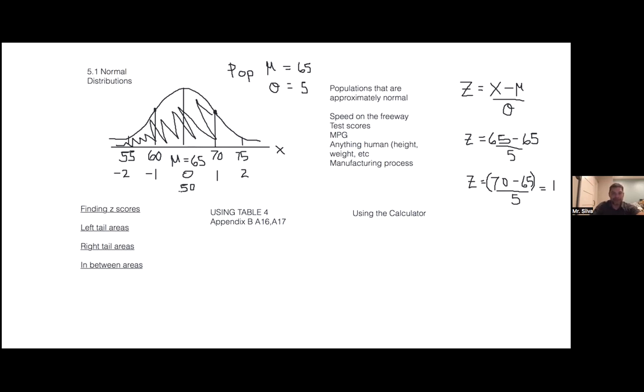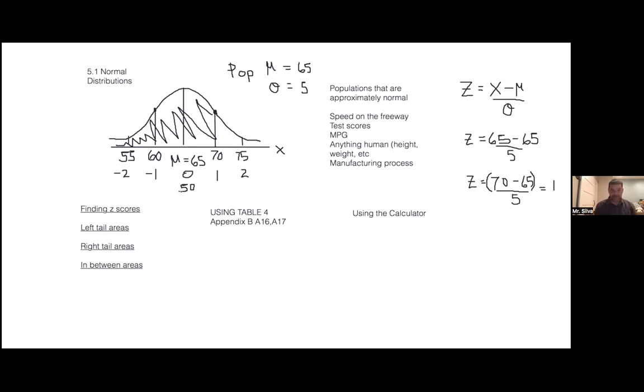So what we got to do is use table 4, appendix B, page A16 and A17. Now I have my book here. I bookmark one page in my statistics book, and that bookmark is A16 and A17. Big, huge table. We're going to learn how to use this table right now.